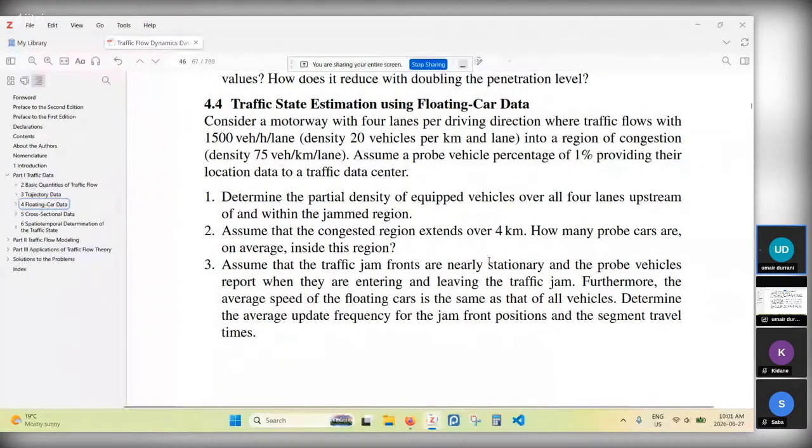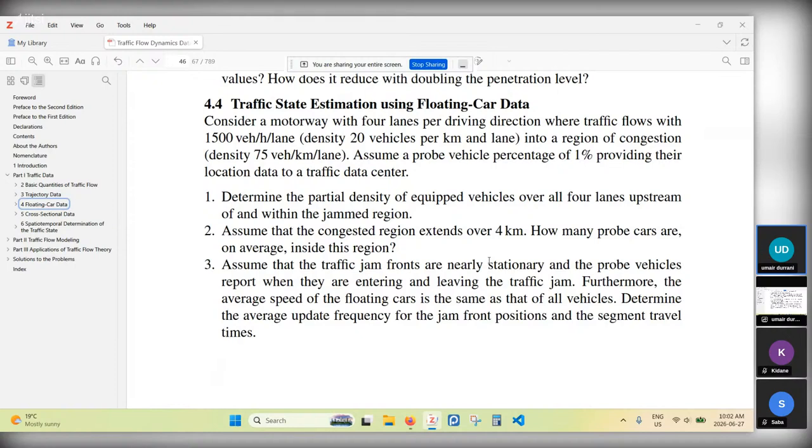So let's start with traffic state estimation using floating car data. Let's read the question. It says, consider a motorway with 4 lanes per driving direction, where traffic flows with 1500 vehicles per hour per lane and density is 20 vehicles per kilometer and lane, into a region of congestion where density changes to 75 vehicles per kilometer per lane. Assume a probe vehicle percentage of 1%, providing their location data to a traffic data center.